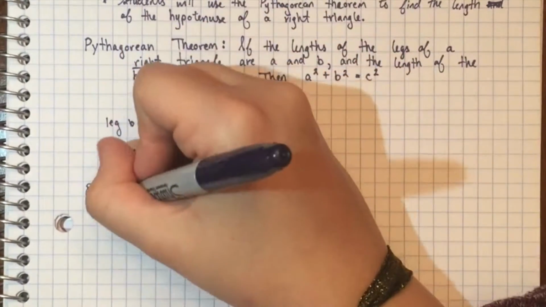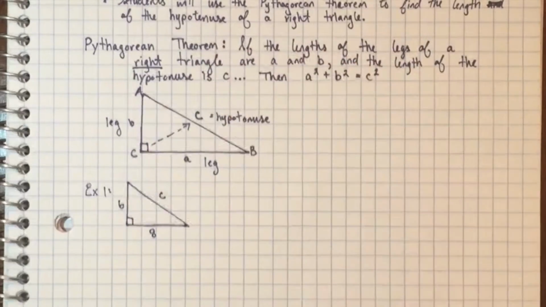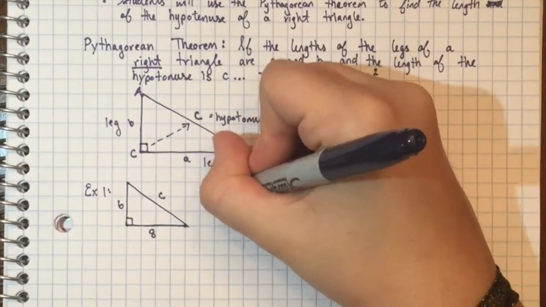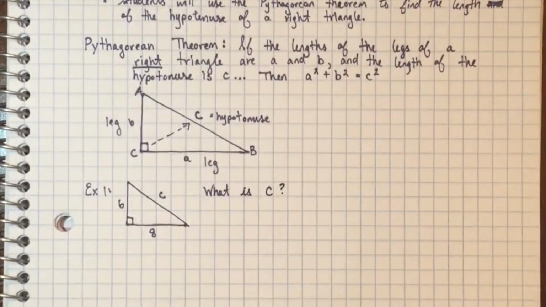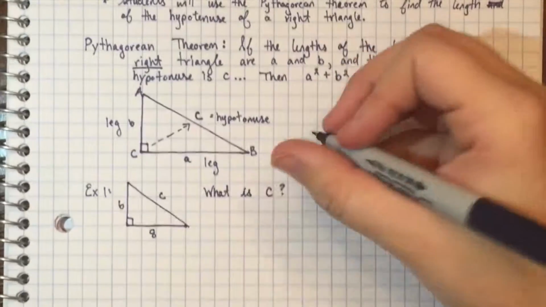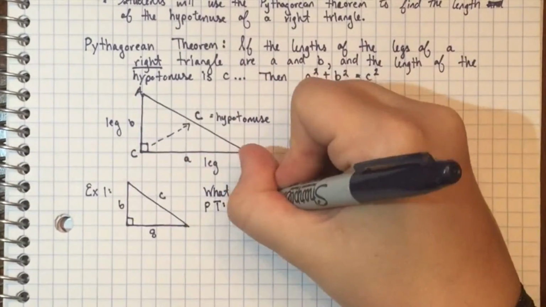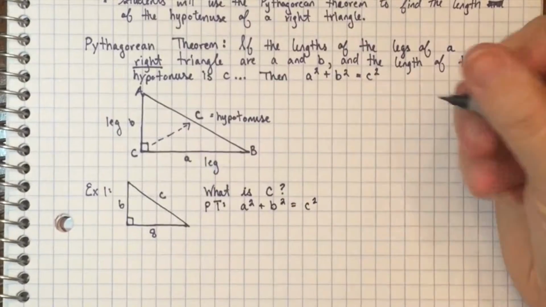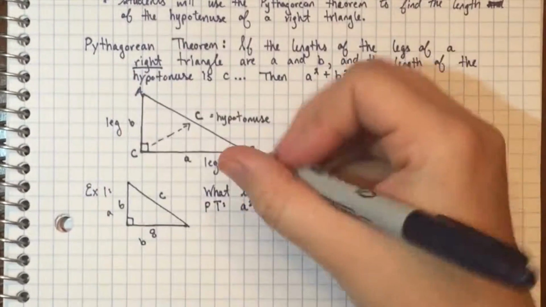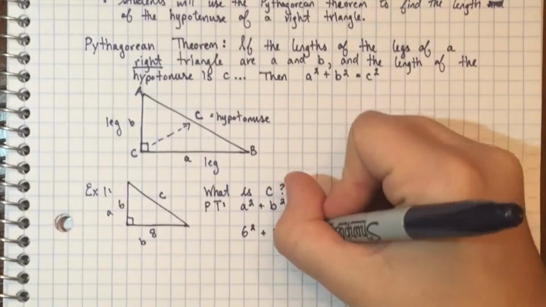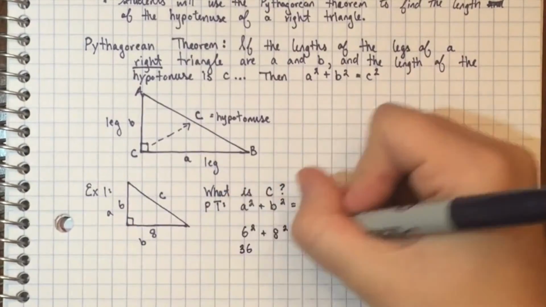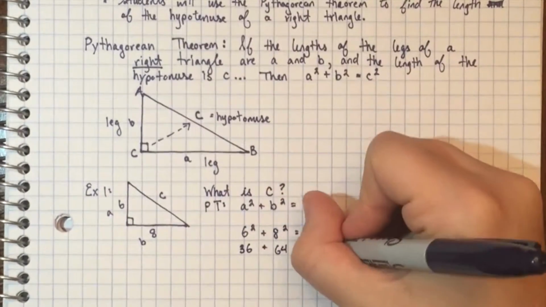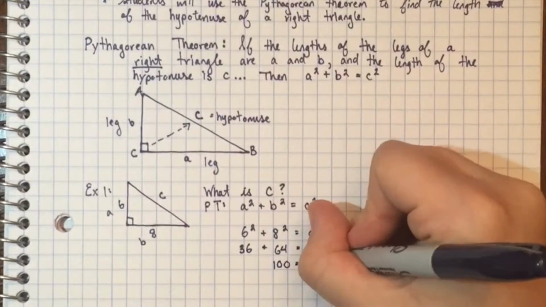Something we may need to go over is the idea of squaring a number. So we're going to look at a couple examples where we do some solving. Make sure that you're really paying attention to where we square these numbers. So Pythagorean theorem says A squared plus B squared equals C squared. I'm given an A and a B, so I'm going to substitute those numbers. 6 squared plus 8 squared equals C squared.